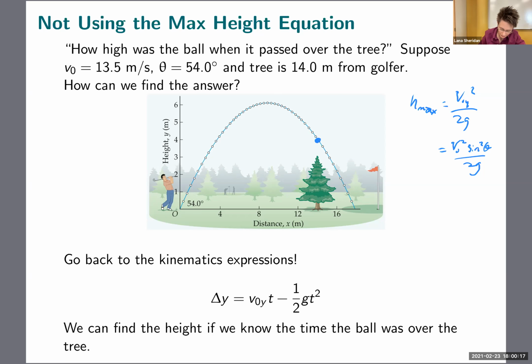We can go back to the kinematics expressions and work it out. Now, it might not be obvious that this one is the one to use because you don't know the time here. What time is it when it's over the tree? How could I work out what the time is going to be when my ball is over the tree? How could I find that?